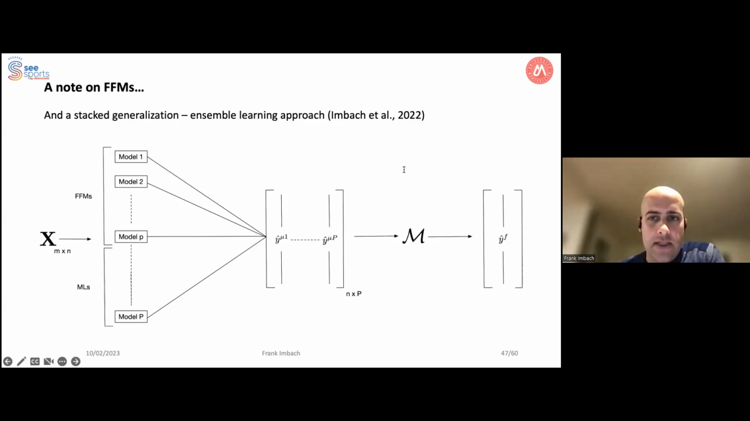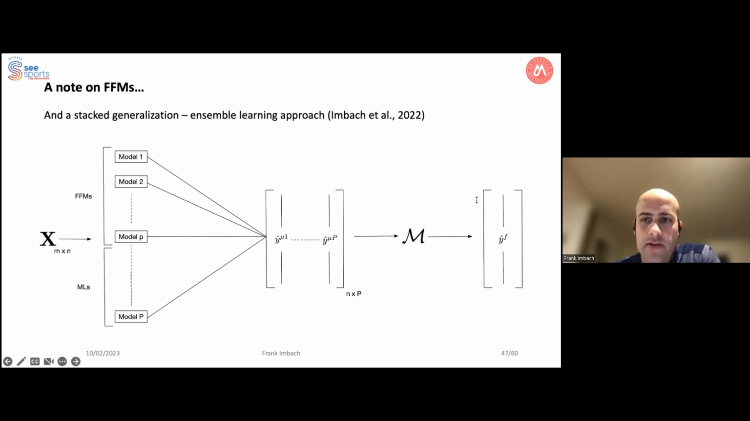We have a data set X of M variables and N observations, and some models, model 1 to model P, capital P. So the first models could be fitness fatigue models or alternatives, univariate models with a strong hypothesis from physiology experts, for example. And the other models could be machine learning models, multivariate, that consider environmental information and so on.